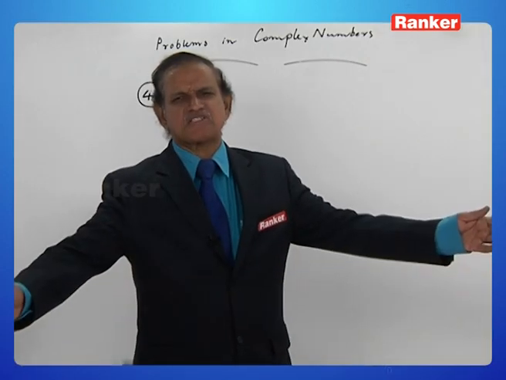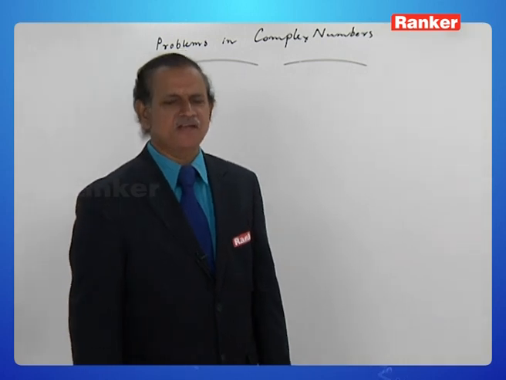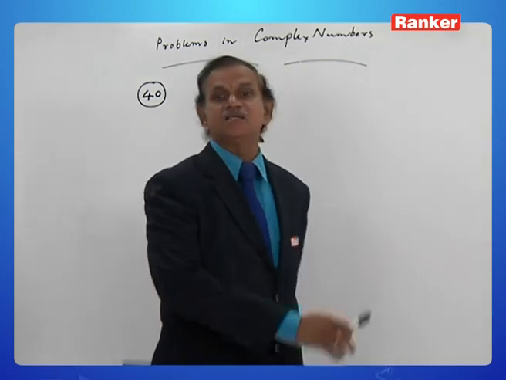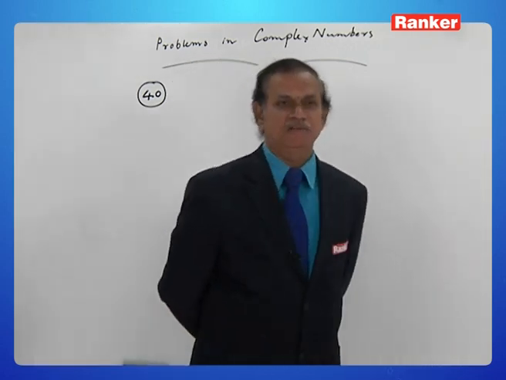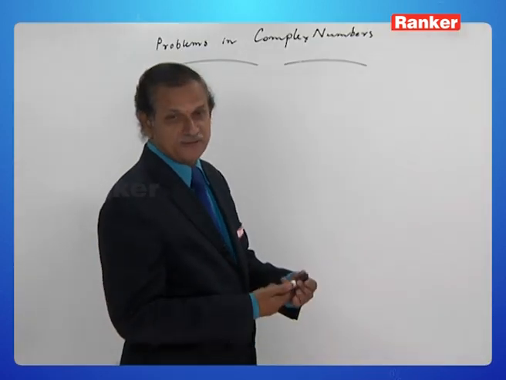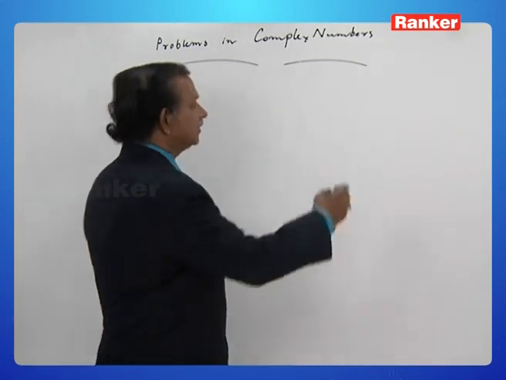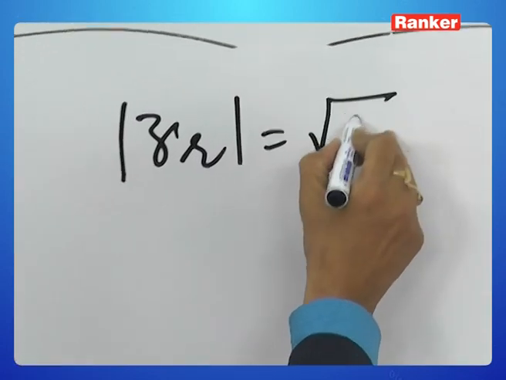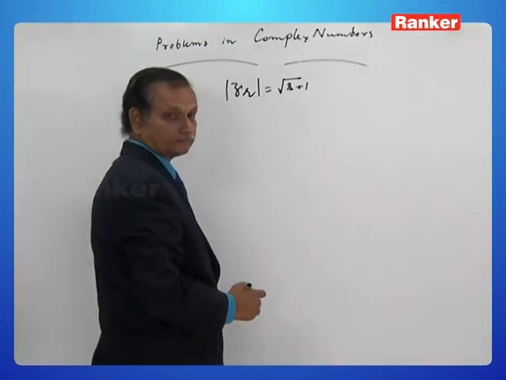Oh, a lengthy expression has been given. No question of any confusion. It can be solved very easily. Let us observe that. Then the value of K is what he's asking us. For the value of K, the first option he has given is mod Z1 Z2 Z3, the second option is Z2 Z3 Z4, the third option is Z4 Z1 Z2, and the fourth option is none. Let us see. Let us first gather the information. There are four complex numbers with mod ZR equal to root R plus 1.